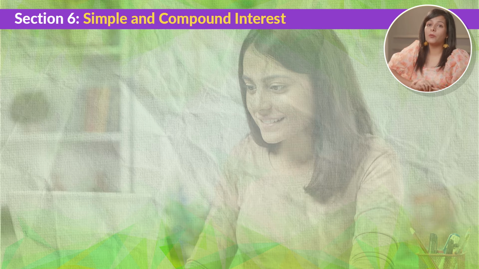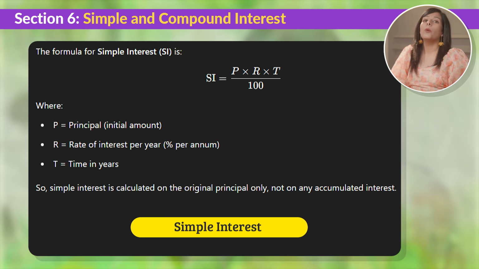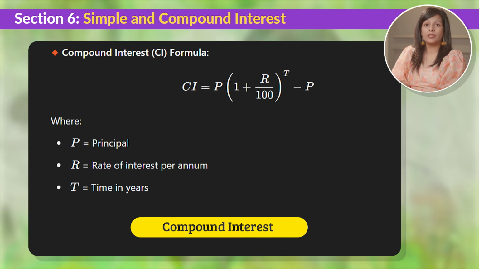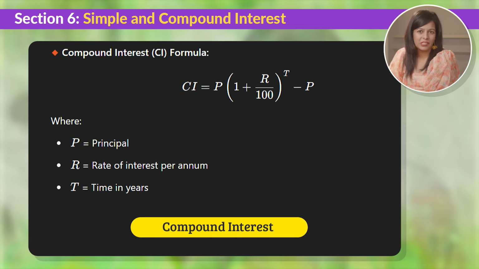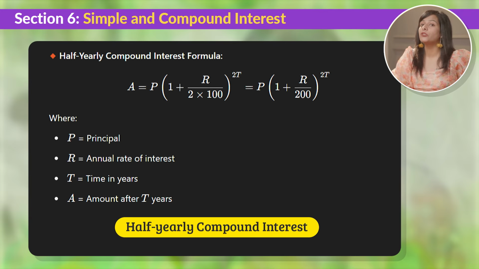Next up is interest, both simple and compound. Simple interest is calculated using the formula principal into rate into time divided by 100. Compound interest is a bit more complex. P times (1 plus R by 100) raised to the power T, minus 1. Now, if compounded half yearly, just use R over 2 and 2T instead.